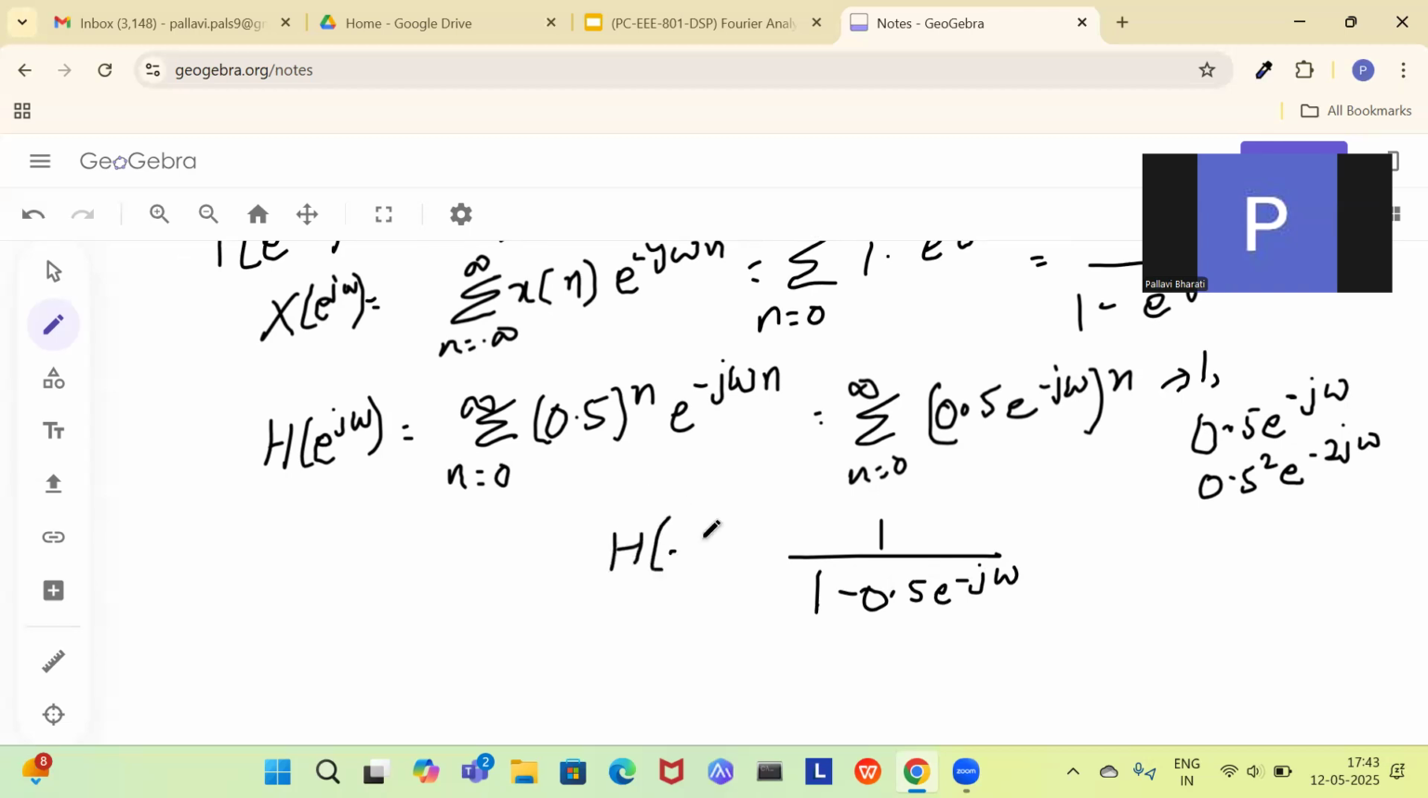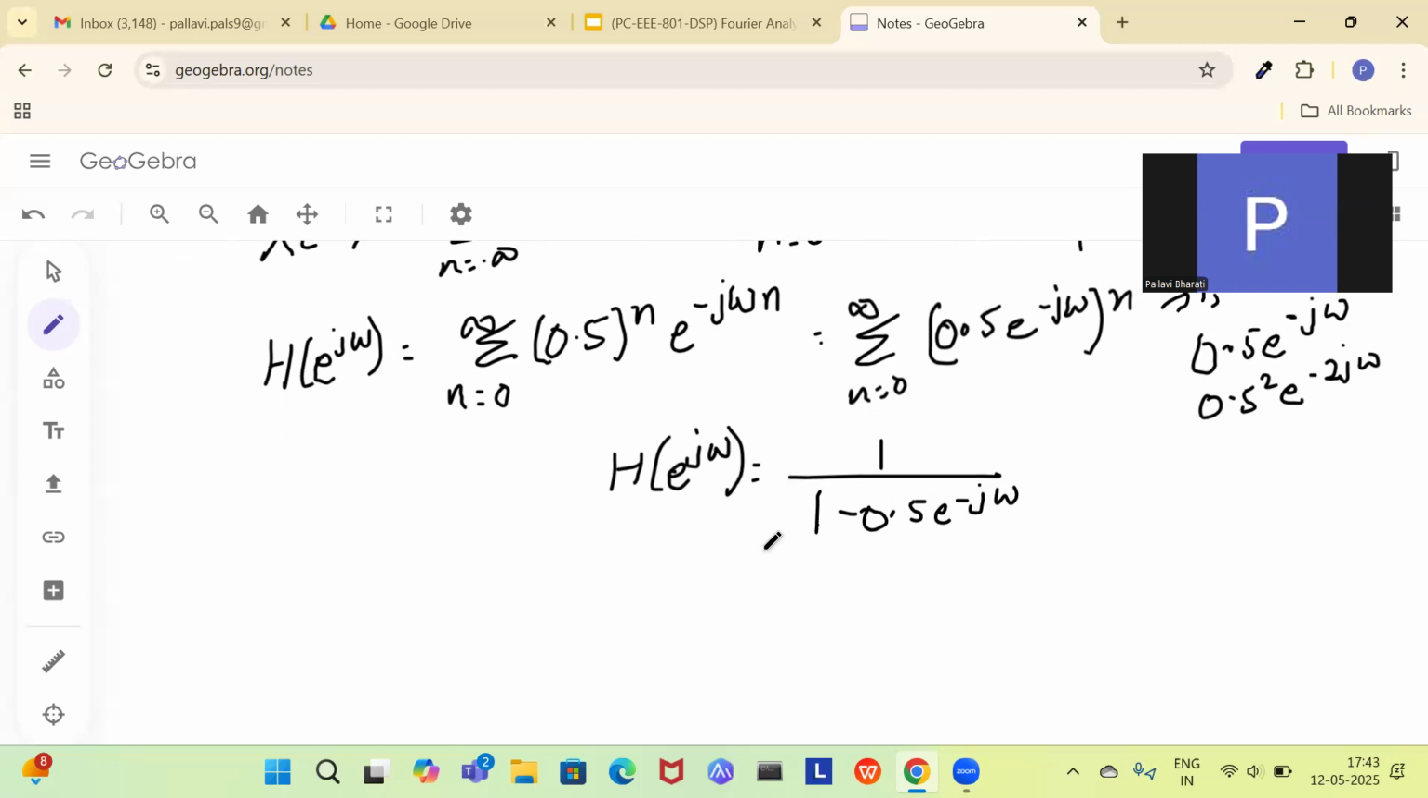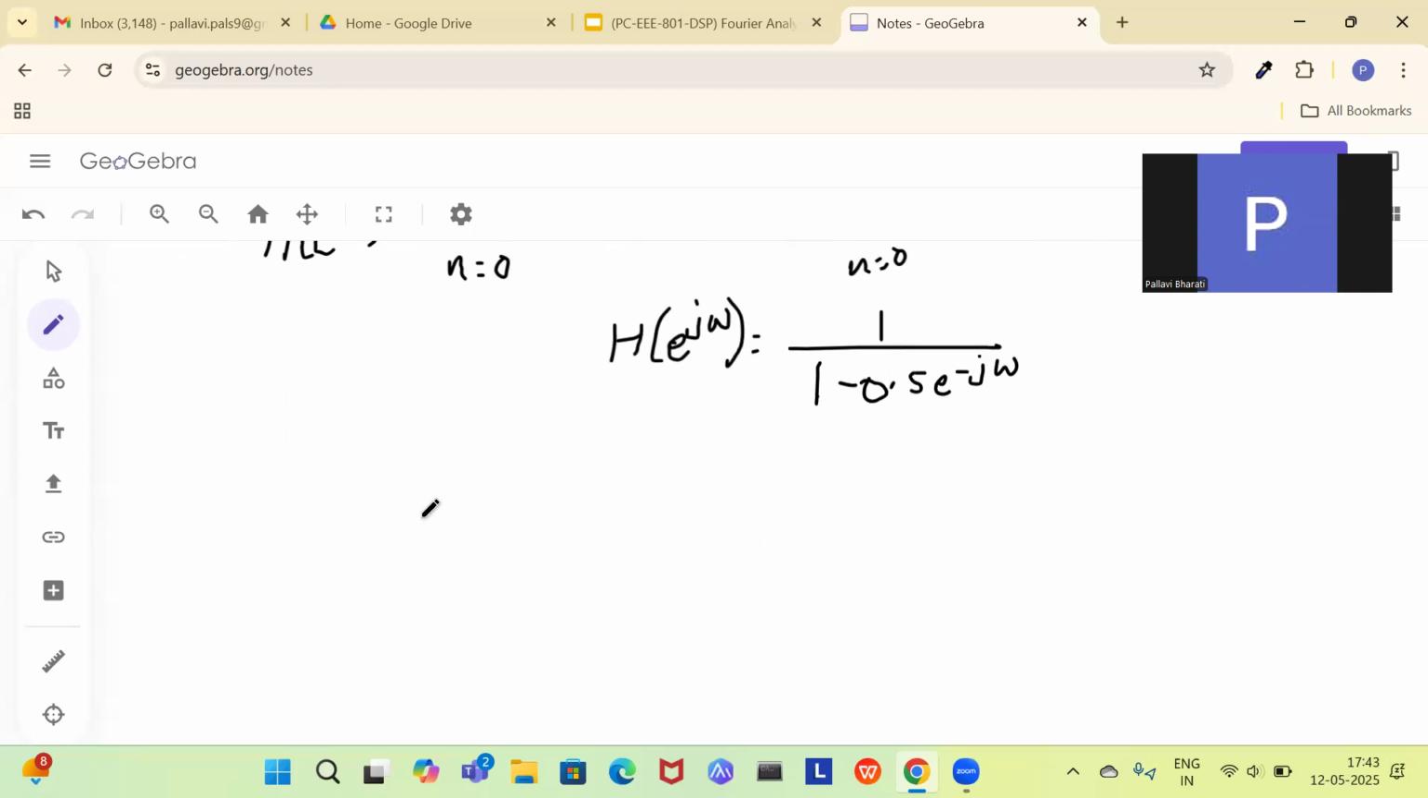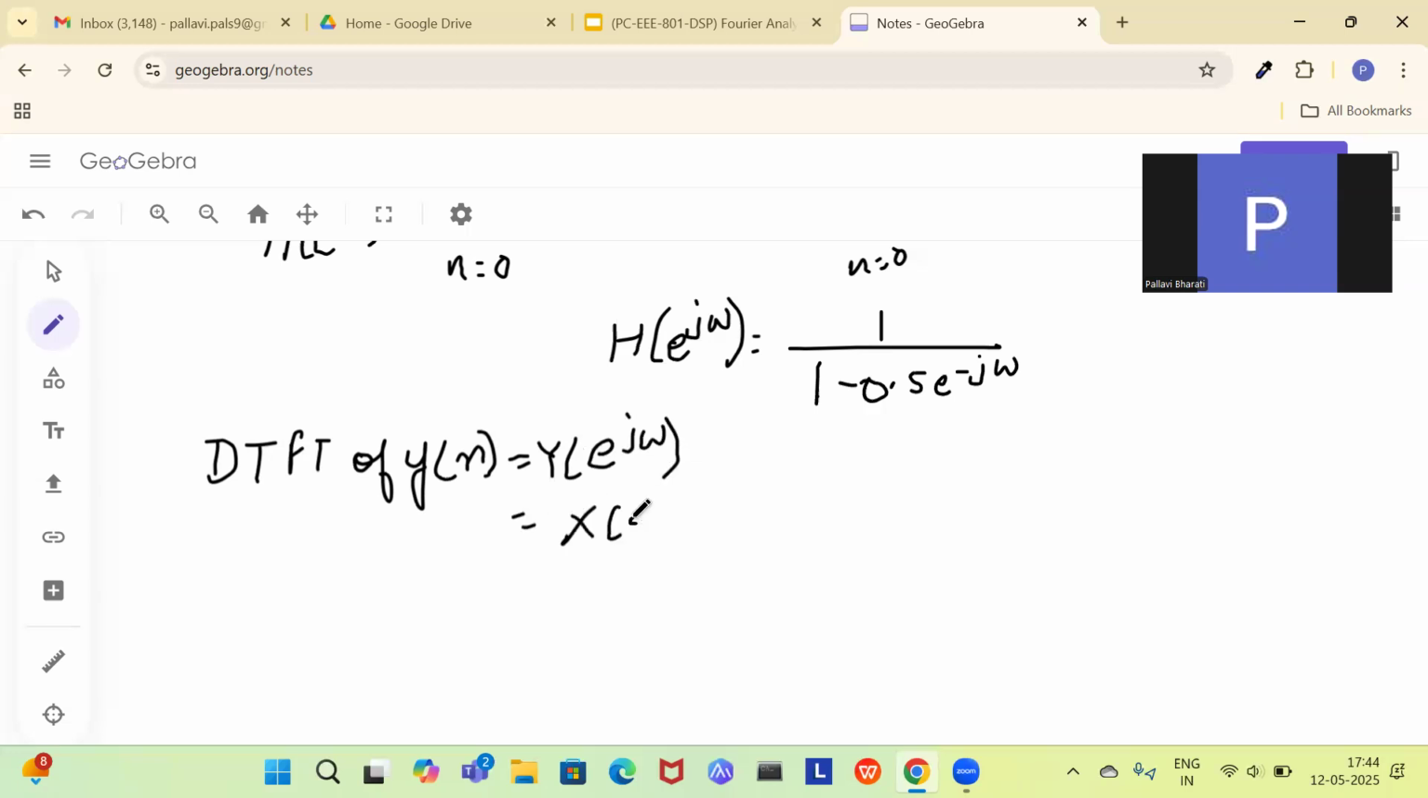H of e to the power of j omega. Now you have to find out the DTFT of y n. This was your question. That will be denoted by Y of e to the j omega. And we also found out that Y of e to the j omega is equal to X of e to the j omega into H of e to the j omega.